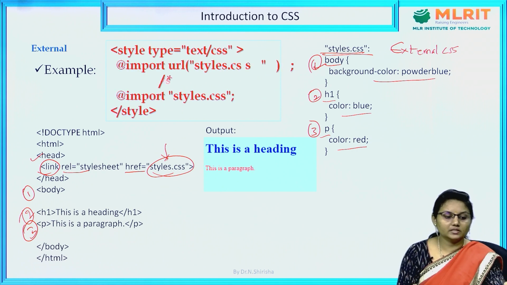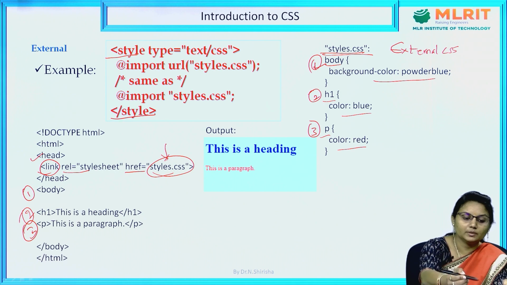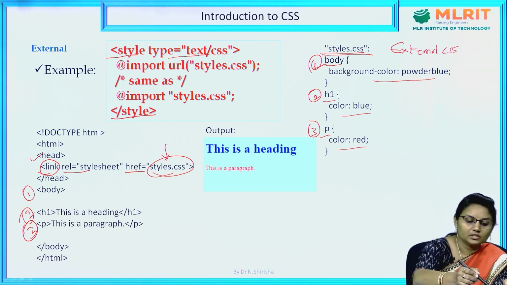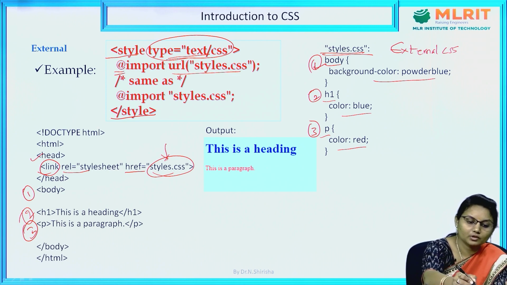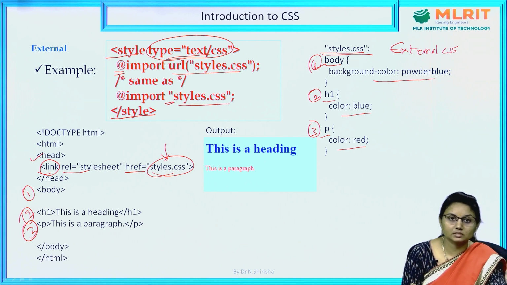So this is another way, where a style tag will be given, and in the style tag you again have to give type equals text/css, as we are giving here. And @import, your URL has to be given. You can also give it without the URL method, directly giving styles.css. Okay, this is about styling.